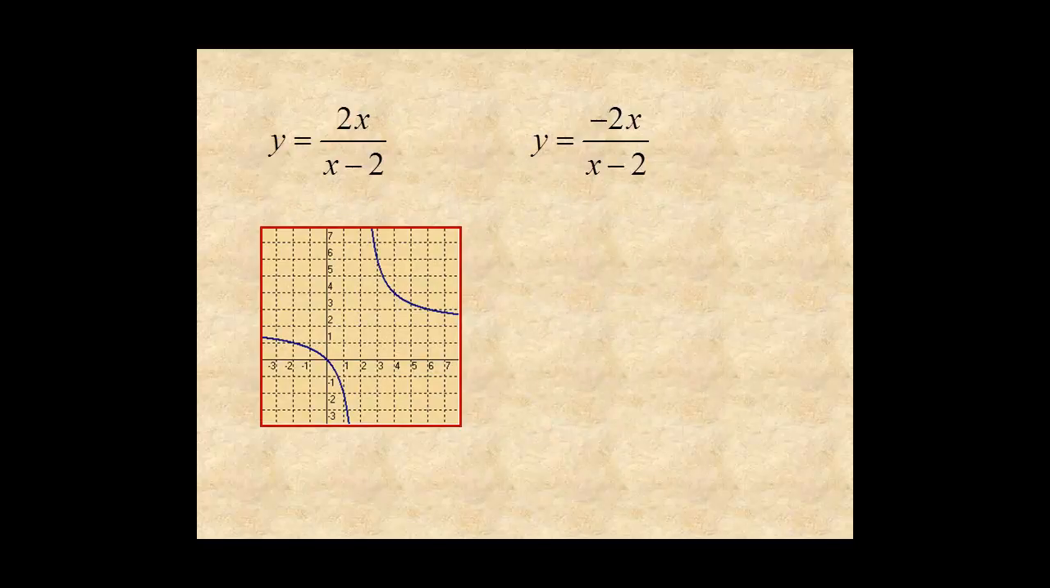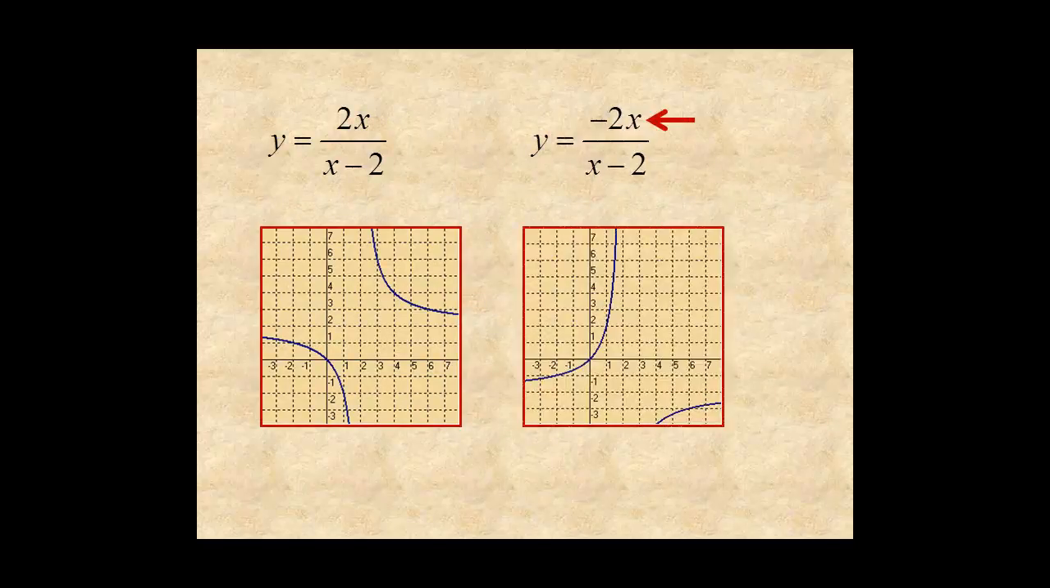Here are some variations of the function. If the numerator were negative 2x instead of positive 2x, the graph is reflected vertically. For example, this branch of the graph is flipped over and is curving up instead of down.